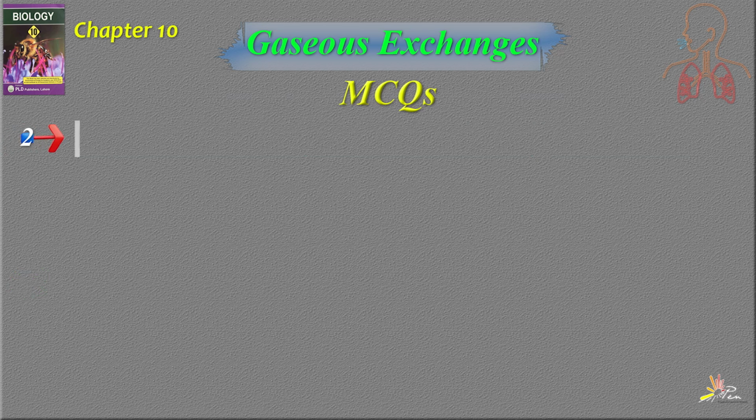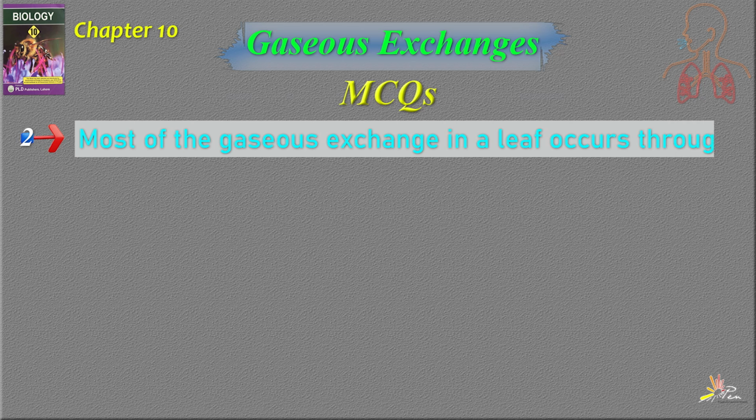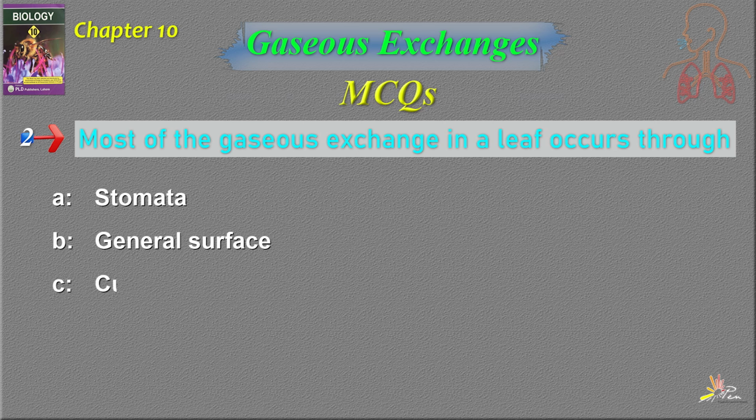Question number 2. Most of the gaseous exchange in the leaf occurs through. Option A, stomata. Option B, general surface. Option C, cuticle. Option D, lenticels. The correct answer is option A, which is stomata.